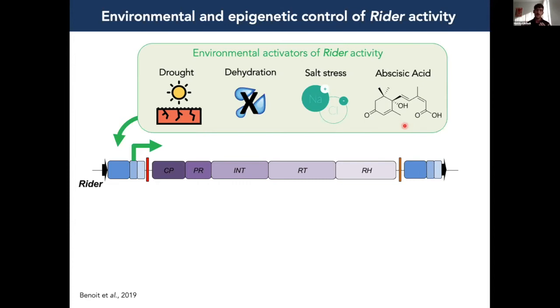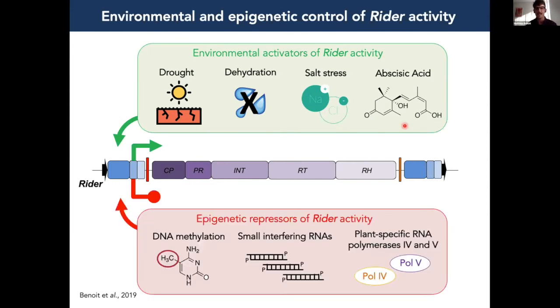But of course, transposable elements are also strong mutagens, right? Because they jump everywhere in the genome, they are very likely to produce damage to genes and coding sequences. So you want to avoid that. We also found that the genome is counteracting rider activity through an epigenetic response.